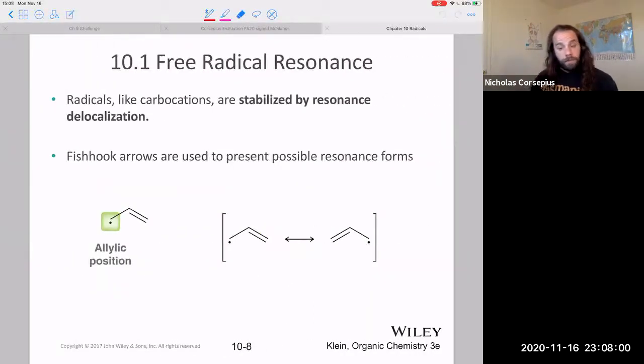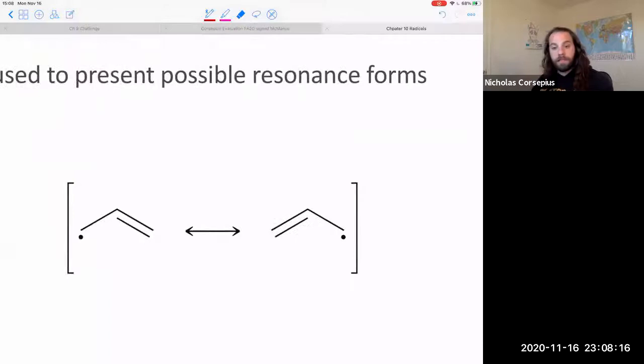Allylic. So we talked about allylic carbocations, and just like that, an allylic radical is very stable. It's stabilized by the resonance delocalization of that pi bond. So again, it's resonance stabilized. There are these two resonance contributors that I can draw for that allylic radical.